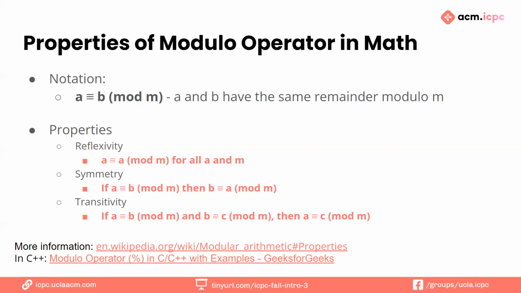Does anyone have any questions for this? Should I give an example, or is everyone clear with how this works? Okay, given that all of you said you know modular arithmetic, I'm just going to move on.